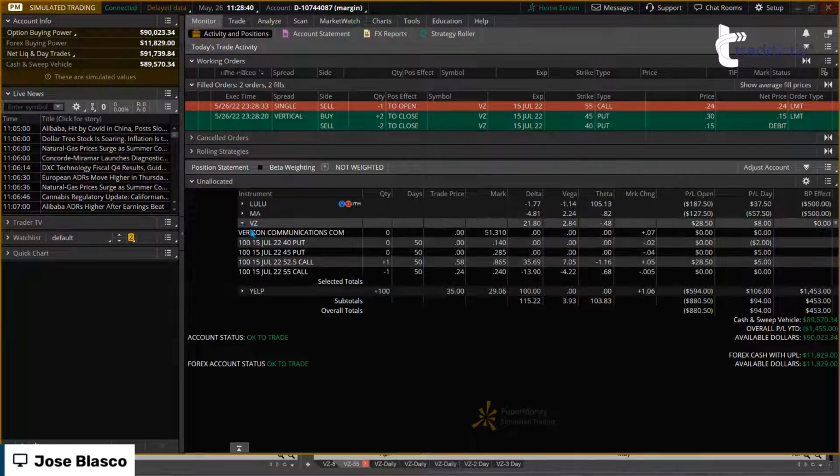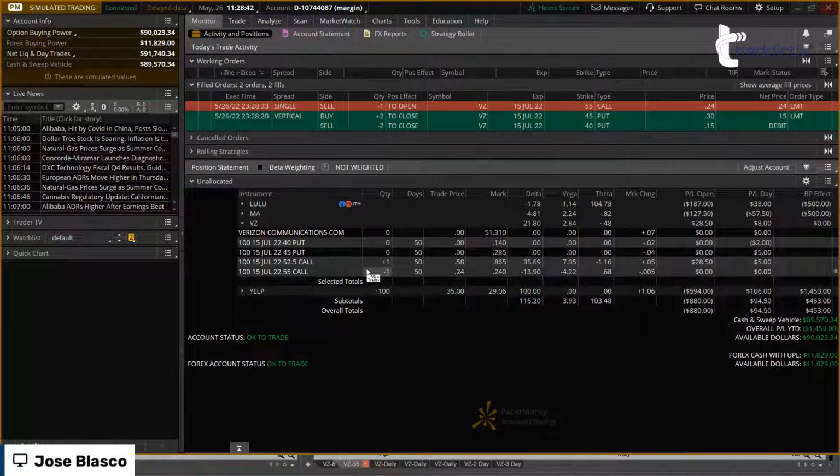So what do I have now? Well, now I have a long call and a short call, which is a bull call spread. But it's a bull call spread that I've been paid to get. I've been paid, I think the net would be $39.